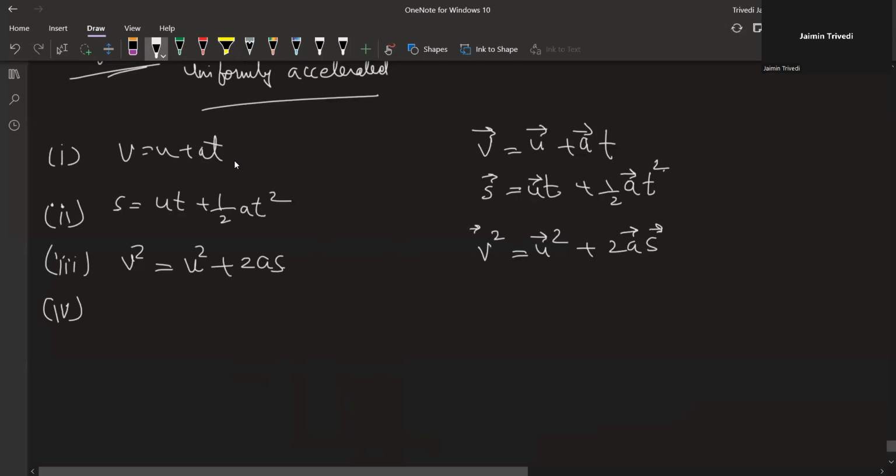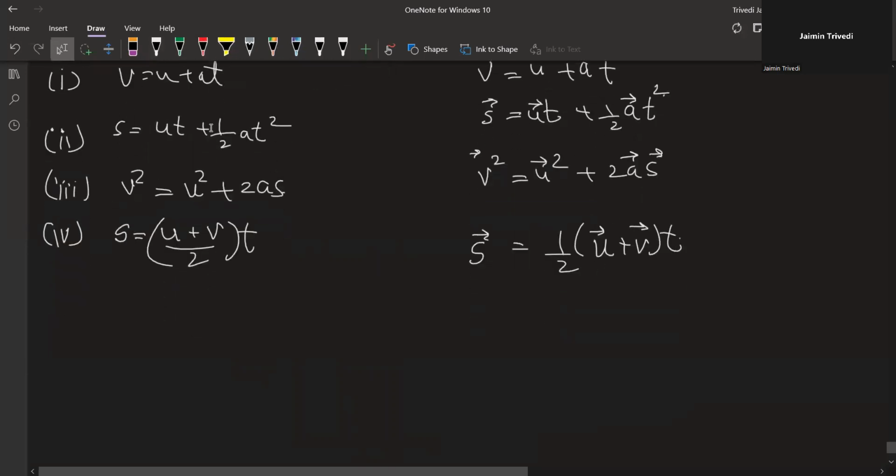Fourth equation. Do we have a fourth equation? Average. In the same way we can write s vector is equal to the average of u vector and v vector, into time.